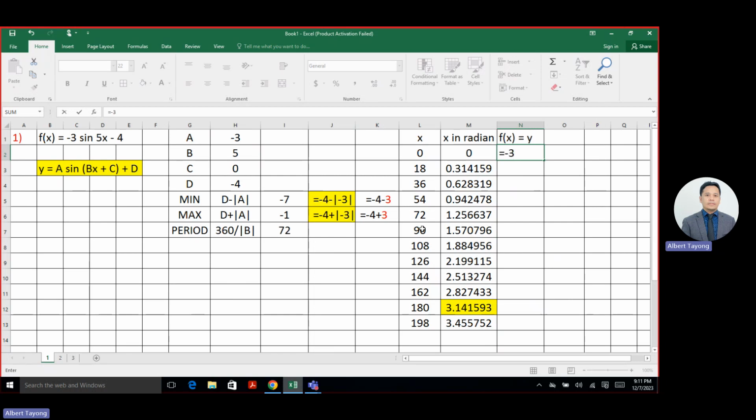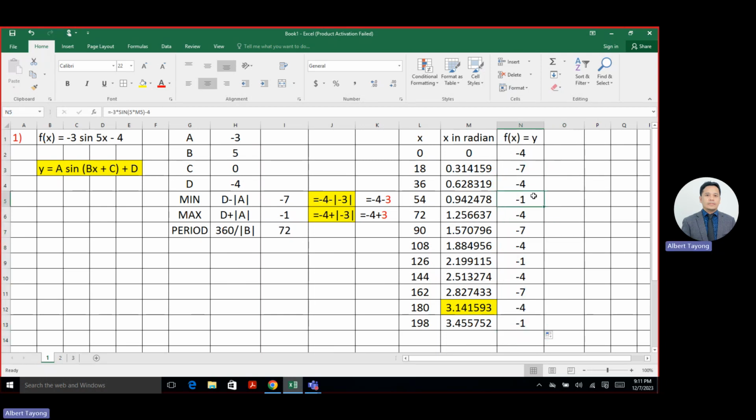We have -3 multiply sine, then we have 5 multiply our x. We're going to choose the one in radian. Okay, and close minus 4. So I have to drag it down. Right? As you can see, we have -1 and -7. As I said, because our c is 0. If c is 0, immediately we can get the minimum and the maximum.